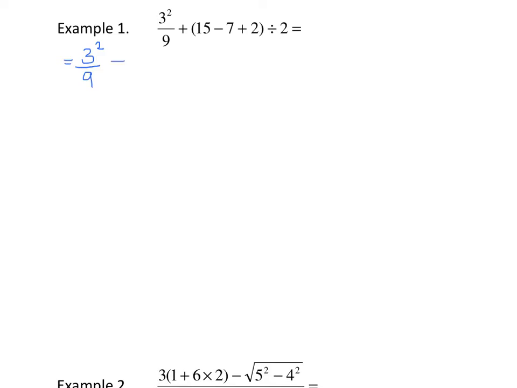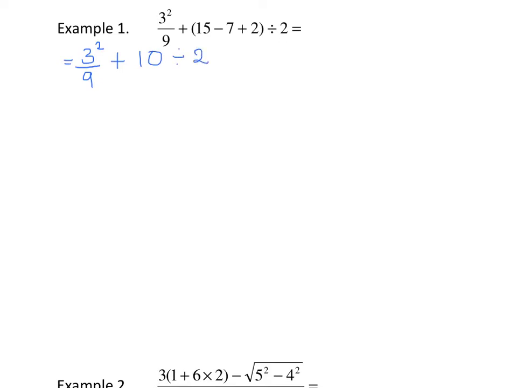Now inside the bracket, let's work out the bracket. Inside the bracket we've got 15 minus 7 plus 2. Now remember what I said, you need to work additions and subtractions in the order they occur. So it's read as 15, take away 7 is 8, add 2 is 10. So the answer for the operations inside the bracket is 10. And then divide by 2.